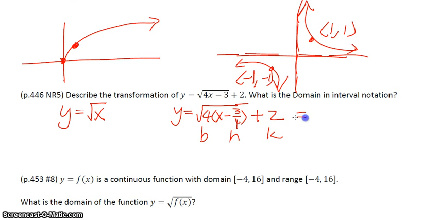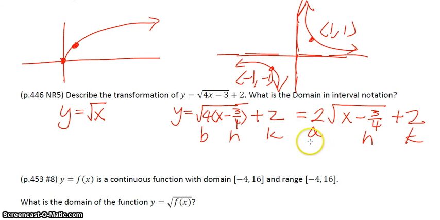Another way is after you factor it, the 4 can be taken out on the outside of the bracket. You have to factor it first before you take it out. Then this is my A. So H and K remain the same, but it's a vertical expansion by 2. So for this function, a vertical expansion by 2 is the same as a horizontal stretch by a quarter. You have the same result.